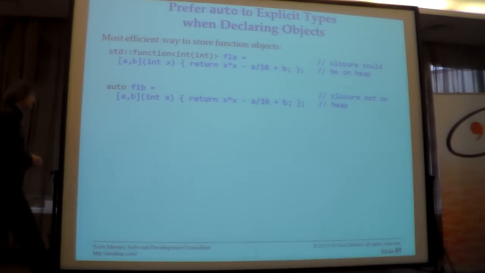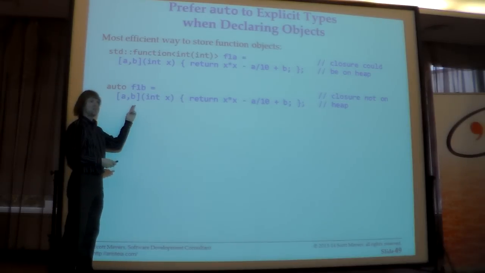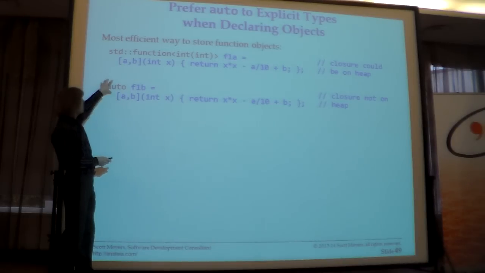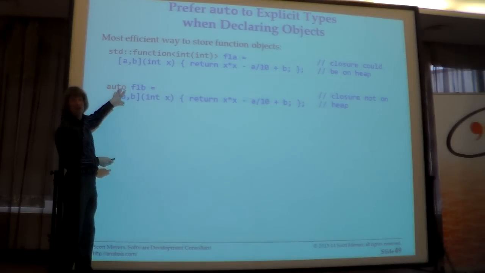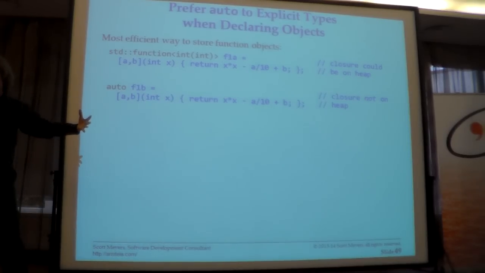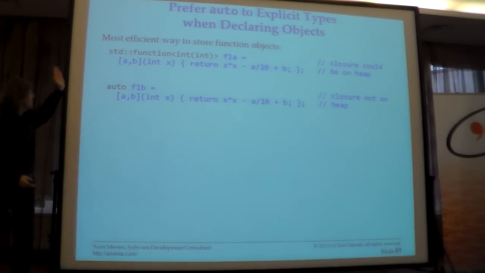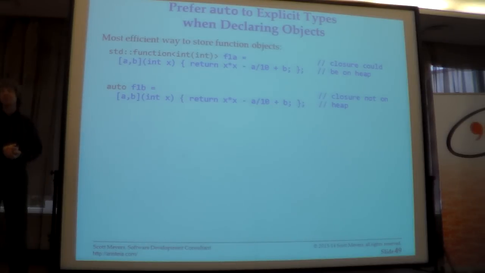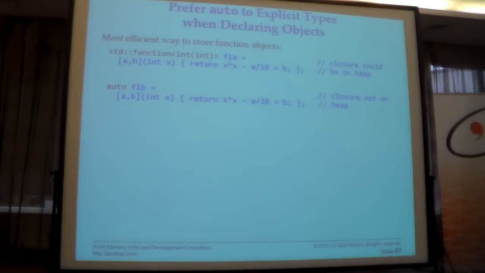On the other hand, if I have exactly the same lambda and I put the result into an auto, auto is exactly the type of this lambda expression, which means by definition, it will be large enough to hold all the data members. Which means this object f1b is definitely not on the heap. So auto is the most efficient way to store function objects in general, lambdas especially.